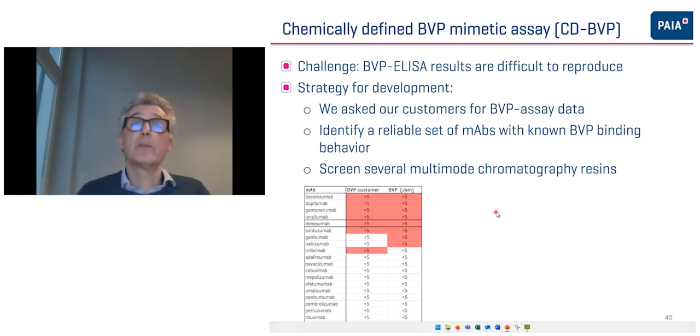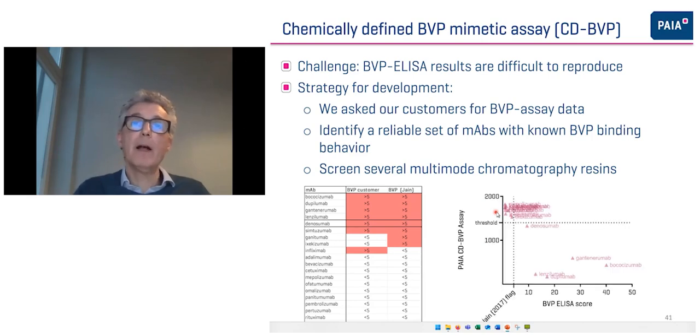So multimode resins are resins which have 2 different functionalities. On this bead surface, there is some hydrophobicity on the beads, as well as some cation exchange function. So it's really a combination of effects that you see presumably in these traditional BVP assays when you run them with BVP plus BSA coating or blocking. And this is the data that we got with this one multimode resin that we finally selected.